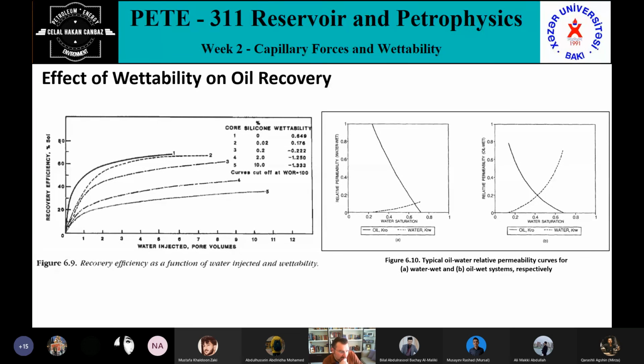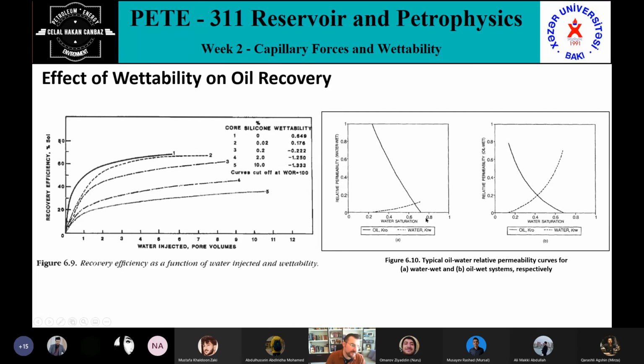Very basic. Is there any relation of this path with drainage or imbibition? This is a relative permeability curve. It gives you your relative permeability behavior with the changing water saturation.